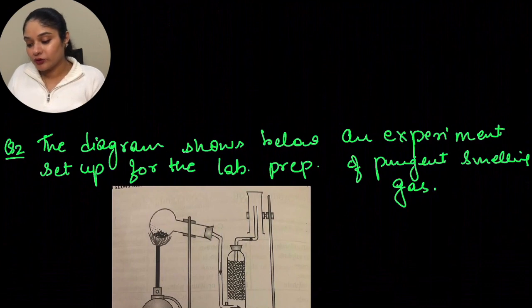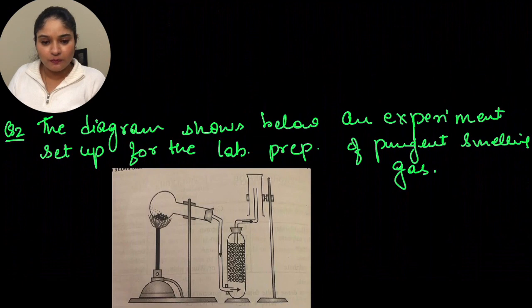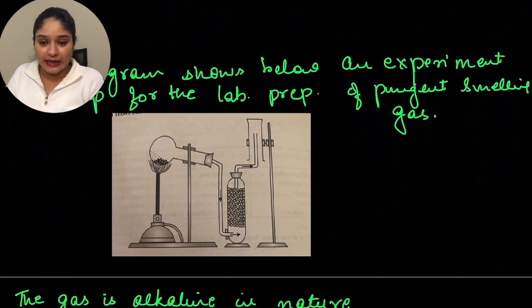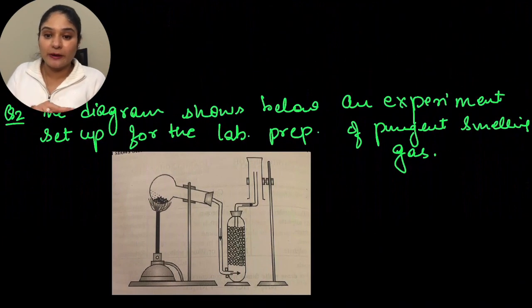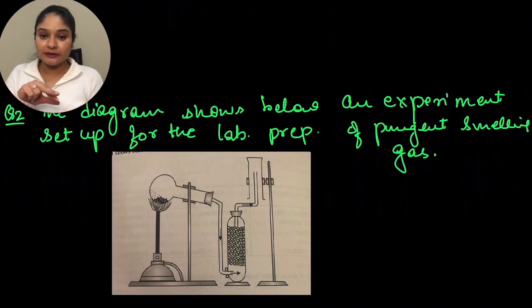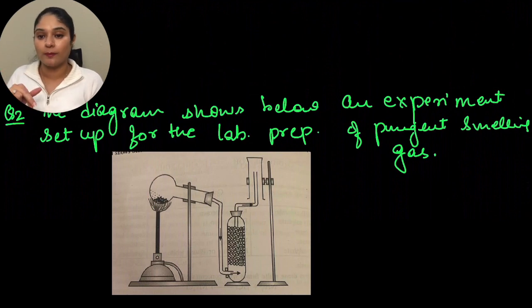The diagram shown below is an experimental setup for the lab preparation of a pungent smelling gas. The gas is alkaline in nature. So now you understand that it is also based upon the lab preparation of ammonia, but in this particular question they never said they're talking about ammonia. They just gave you a setup and said that it is the lab preparation of a pungent smelling gas that is alkaline in nature. One thing you can remember is that for your syllabus, the only alkaline gas you're going to talk about is ammonia. So that's the answer for it.